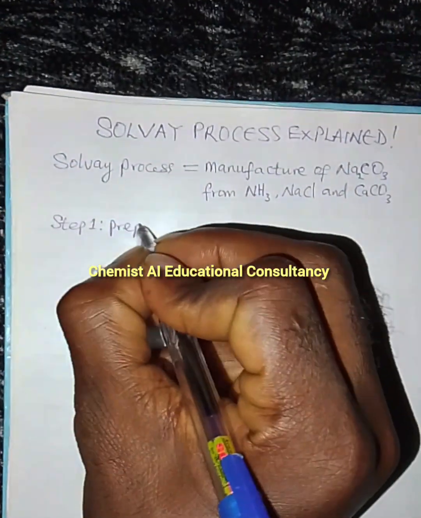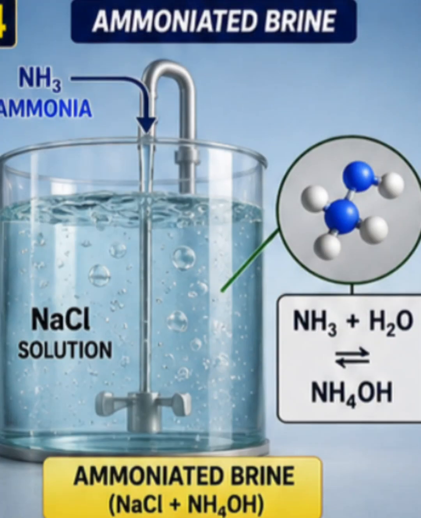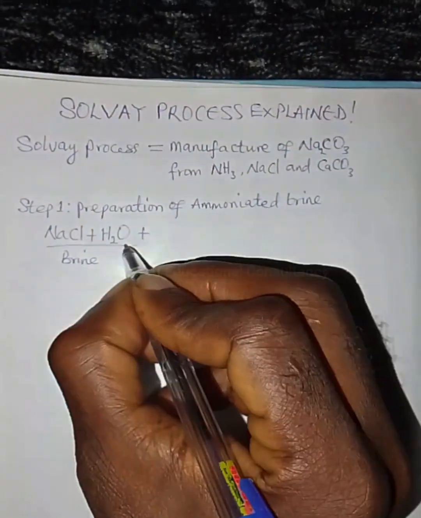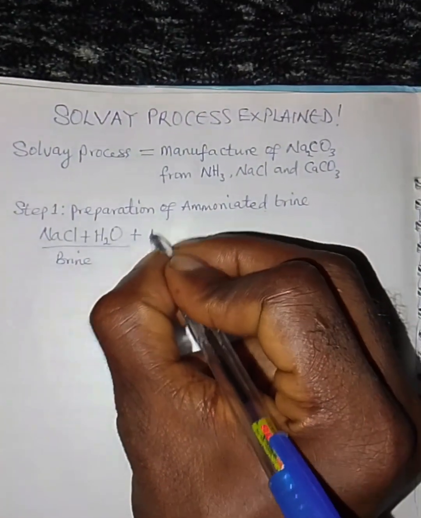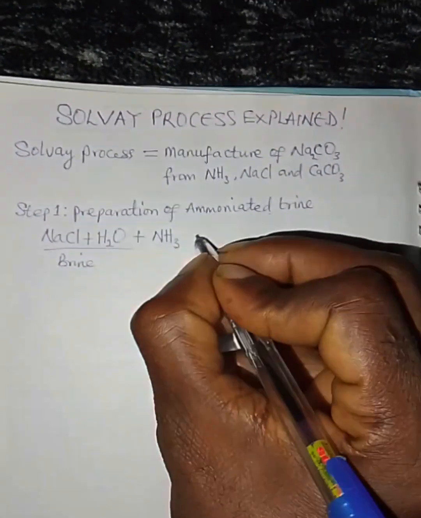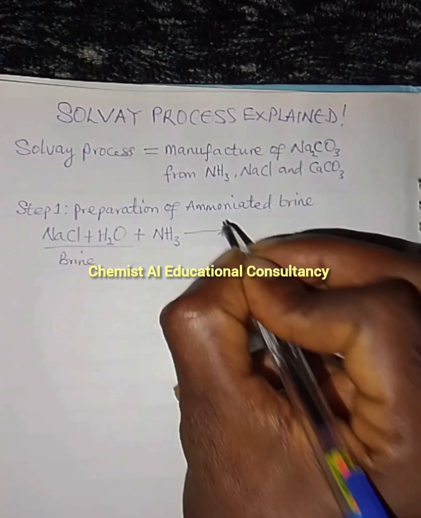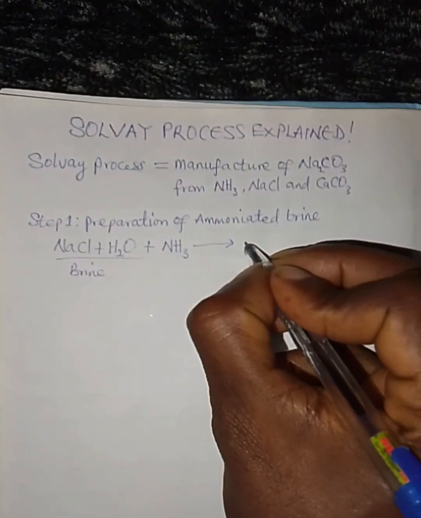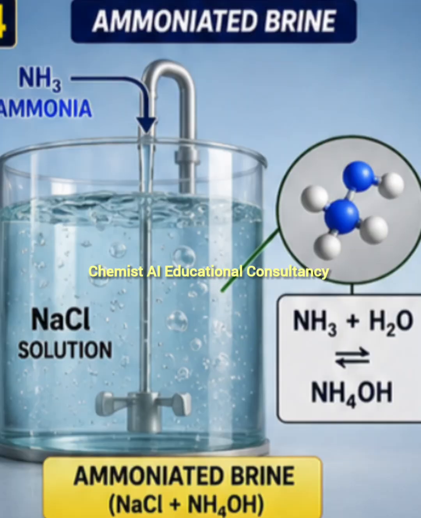Step 1 is the preparation of ammoniated brine. Brine simply means sodium chloride, that is table salt, dissolved in water. So brine is NaCl plus H2O. Then ammoniated means adding ammonia gas to brine. Ammoniated brine is brine plus ammonia. And when ammonia is added to brine, ammonia is only interested in water and not sodium chloride. So ammonia reacts with water to give ammonium hydroxide, and sodium chloride will just hang around in the solution.